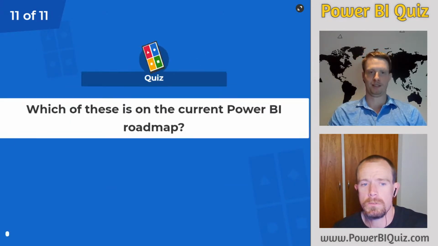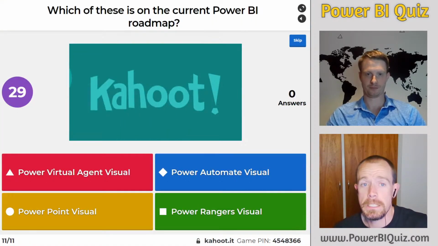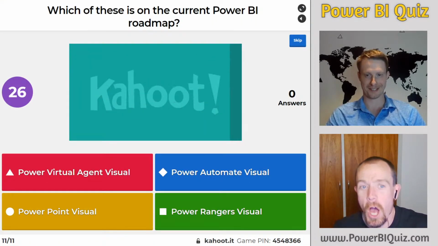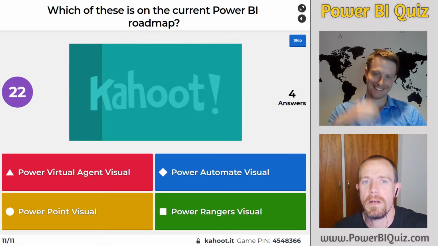which is also double points. Which of these is on the current Power BI roadmap? Yeah, is on the current Power BI roadmap.